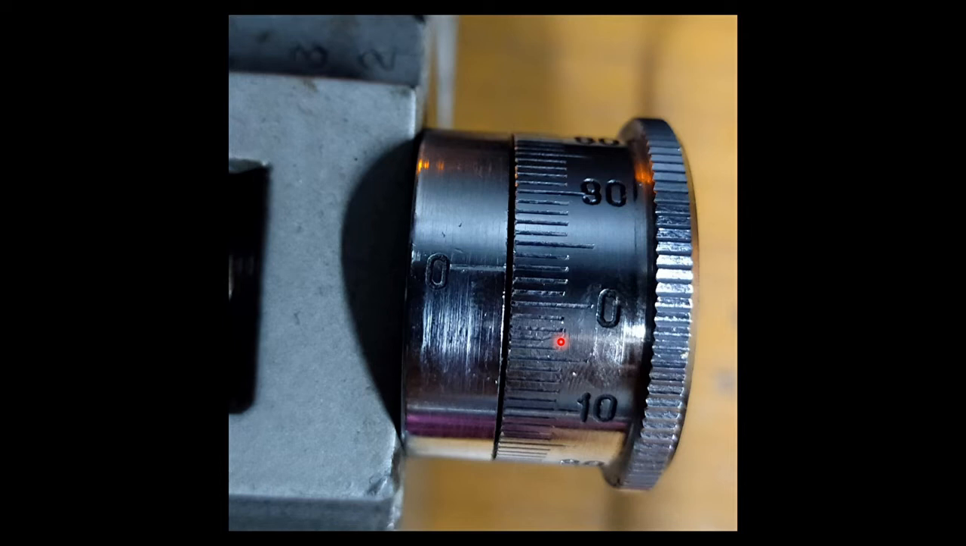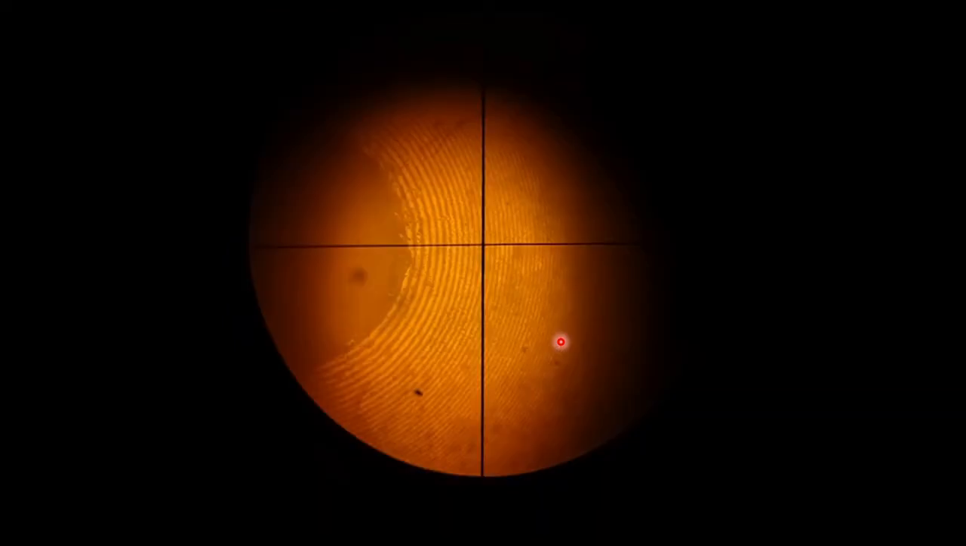Now we will move the screw clockwise and we will move from right to left, and by doing so I have kept the cross wire on the edge of the 12th ring. So on the edge of the 12th bright ring.